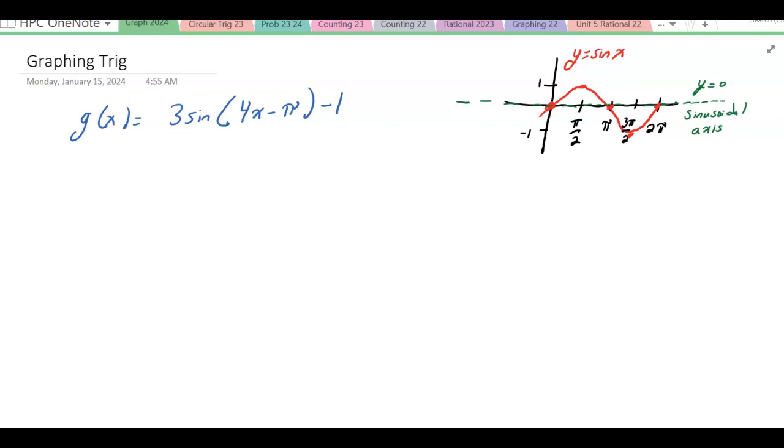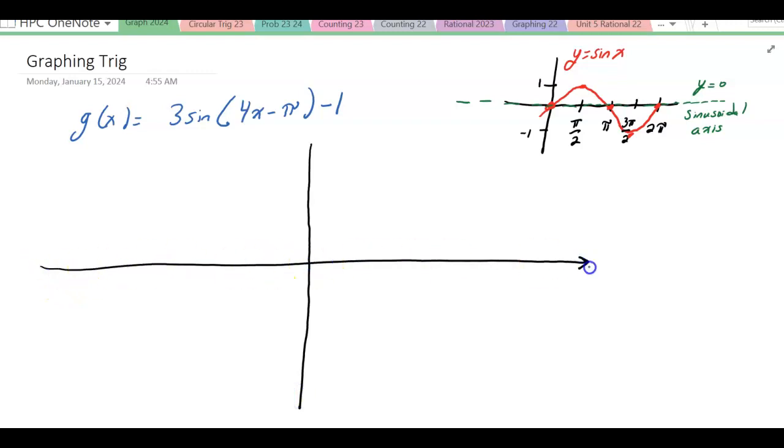Hello honors pre-calculus students. Today's learning target is to graph the sine function with a horizontal or phase shift. So we're going to graph g of x. First thing I'm going to do is draw an axis like we've been doing.